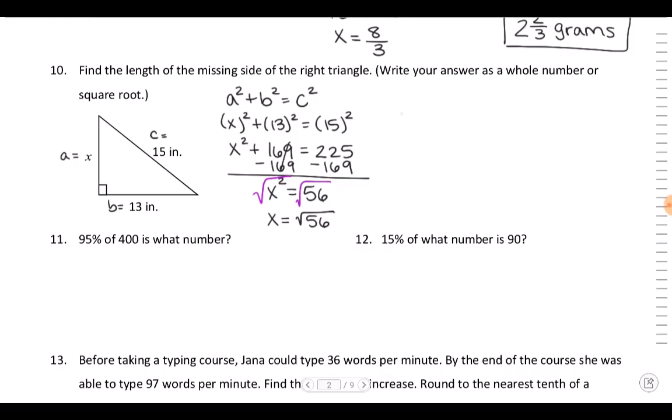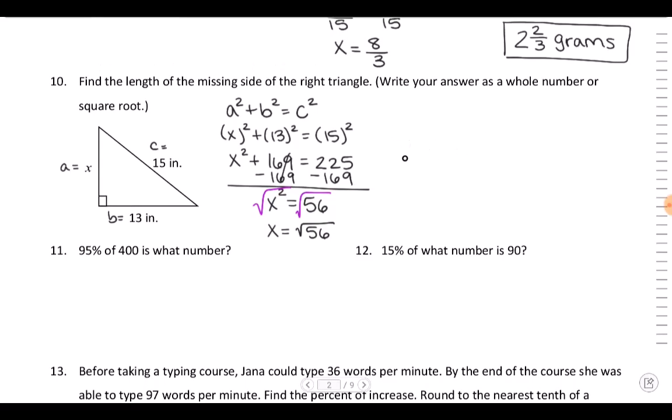So the missing side is going to be square root of 56 inches because that's the units on our triangle. Actually, we should probably put it as x because they did label it as x. So let me write that. X equals the square root of 56 inches. There we go.